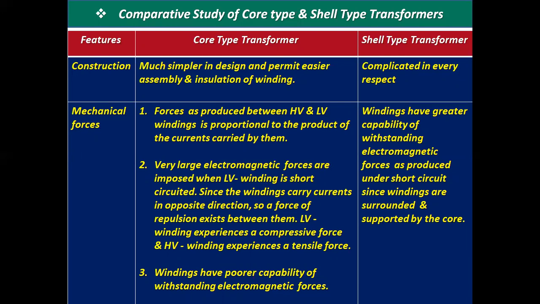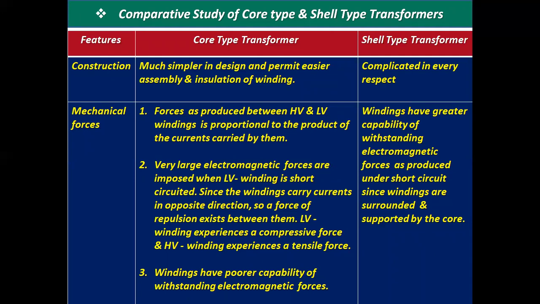Comparative study of core type and shell type transformers. Constructional features. Core type transformer is much simpler in design and permits easier assembly and insulation of winding. Whereas shell type transformer is complicated in every respect. Mechanical forces. Number one, forces produced between HV and LV windings in case of core type transformer are proportional to the product of the currents carried by them.